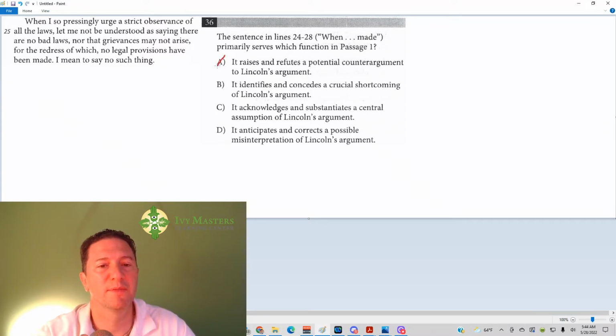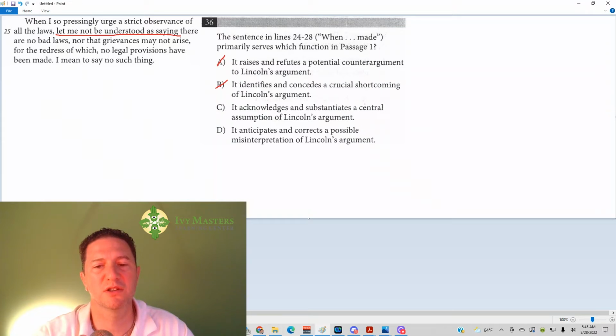A is gone. Answer choice B. It identifies and concedes a crucial shortcoming of his argument. But he's not doing that. Notice this precise language he says, let me not be understood as saying. So he's clarifying what he is saying. Answer choice B is gone.